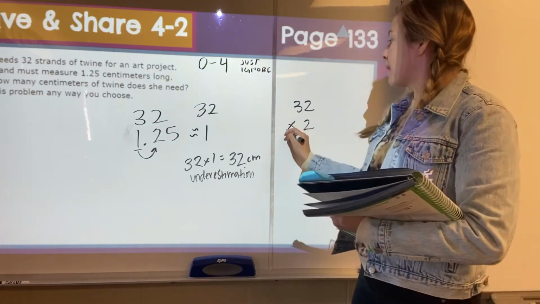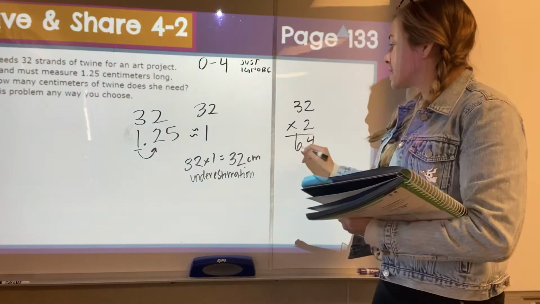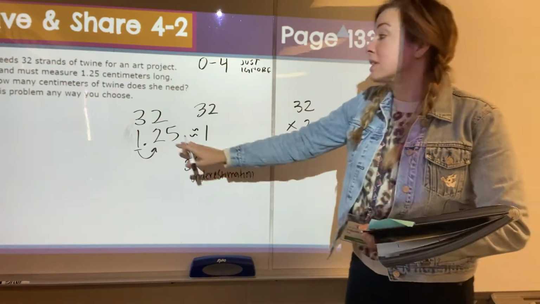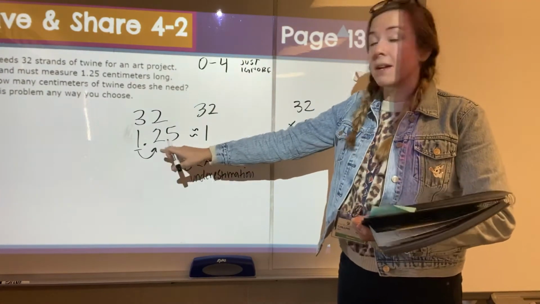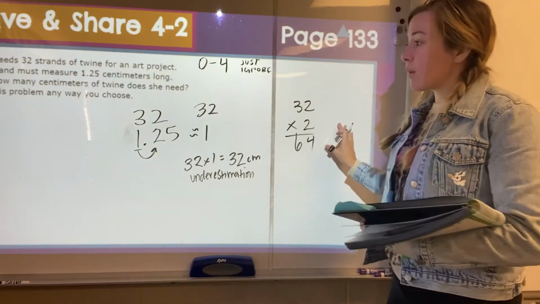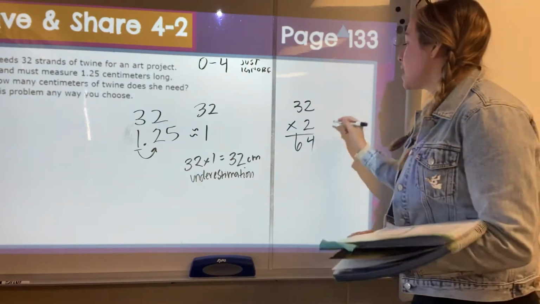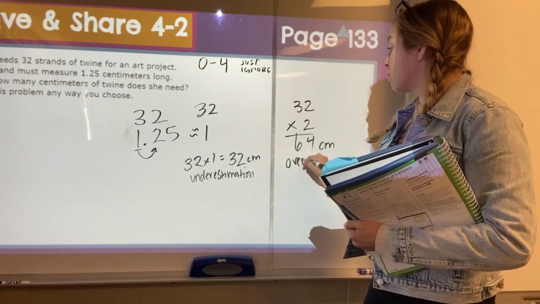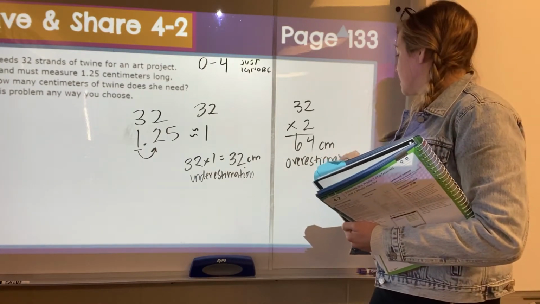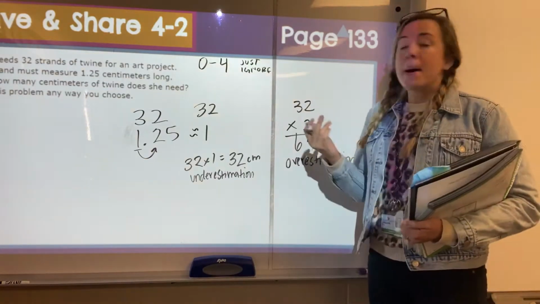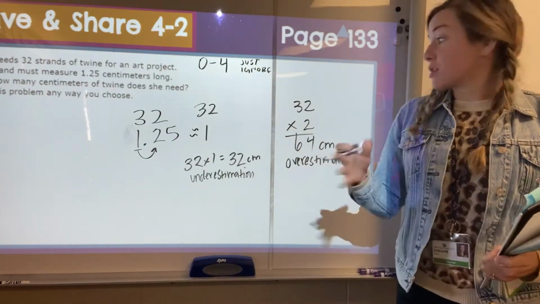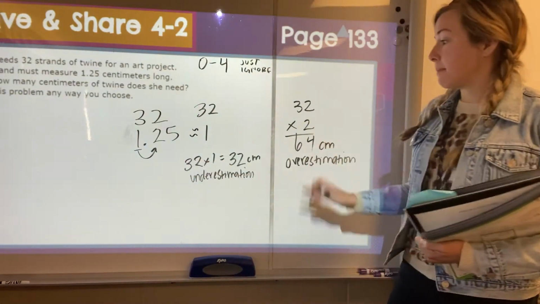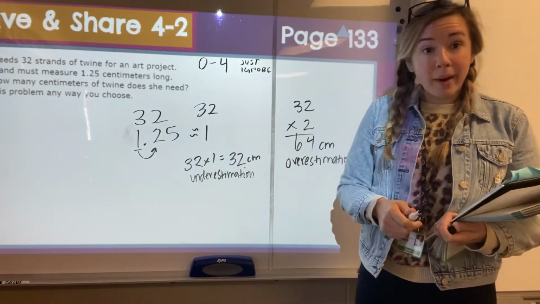Well, then you can multiply those guys. 32 times 2 is 64, and so she's getting double what she would get. But remember, this is an overestimation. We are leaving off 1/4 of a centimeter every single time. So this one is going to put her in the clear. She will for sure have enough if she gets 64 centimeters, but this is going to be an overestimation for sure. But either way that you chose to do it, you would get an answer. Our final answer would be somewhere in between these two since we rounded down here and up here. And it just depends on how you rounded it.